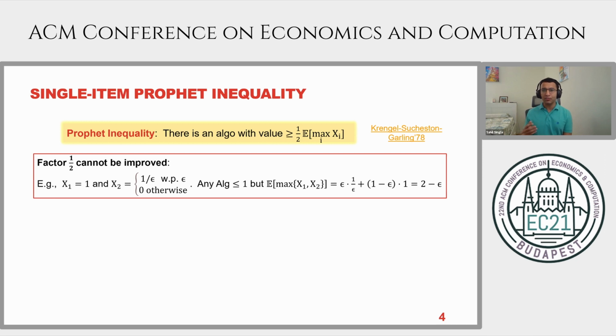And notice if x2 turns out to be 0, your algorithm is no longer allowed to go back to x1 and take it. So any online algorithm can take at most 1 value, whereas the expected max of these two random variables is pretty much 2, by a simple calculation for epsilon tending to 0. And this already shows that the ratio between any online algorithm and the expected max can be 2.